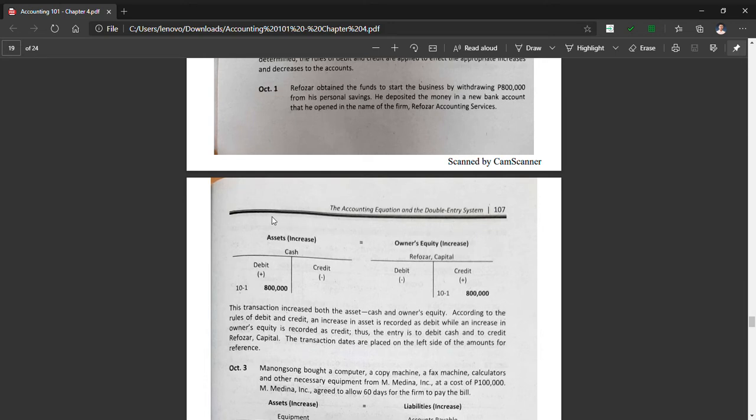Tapos yung asset is on the left side of the accounting equation, right? So kapag nasa left side sa accounting equation, every increase should be represented on the left side. So in this case, yung debit. While the owner's equity naman, it is on the right side of the accounting equation. So every increase in the equity should be represented by the right side, or in this case, yung credit. Okay, so increases in asset should be recorded in the debit on the left side, while increases in the equity should be recorded in the credit or the right side. Okay, so we debit cash 800,000 and we credit Reposer capital 800,000.